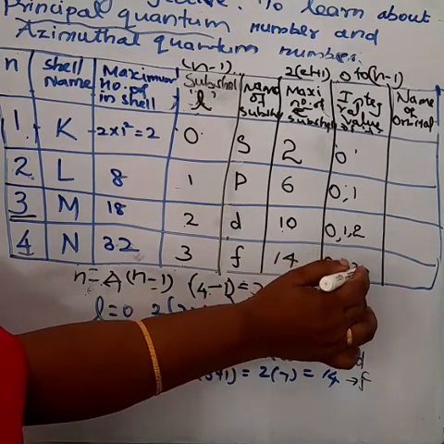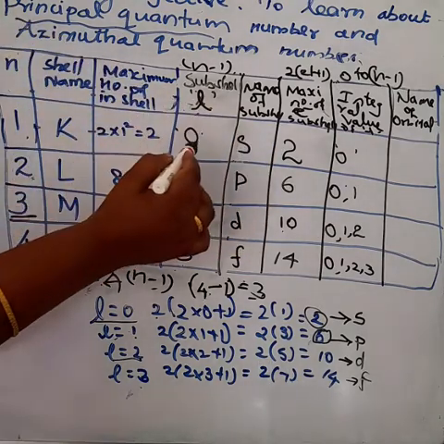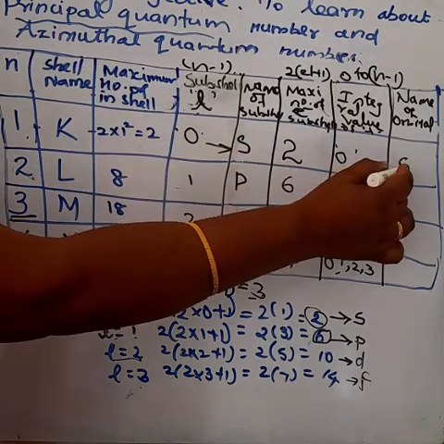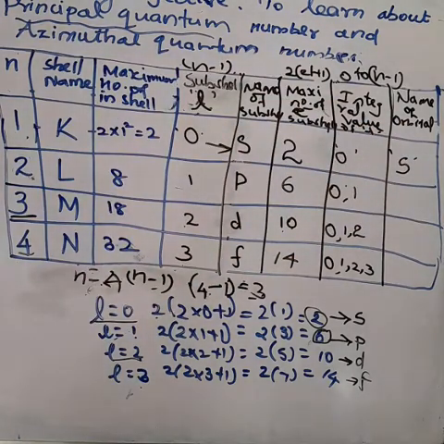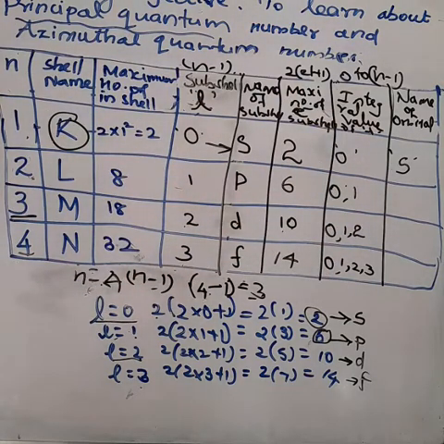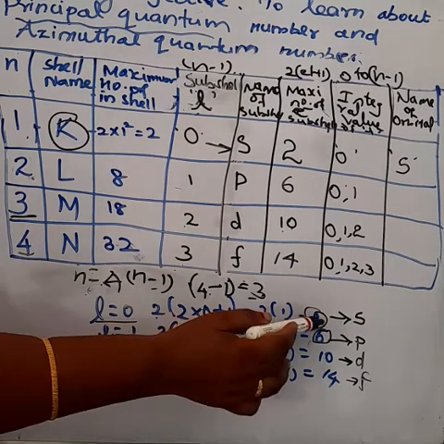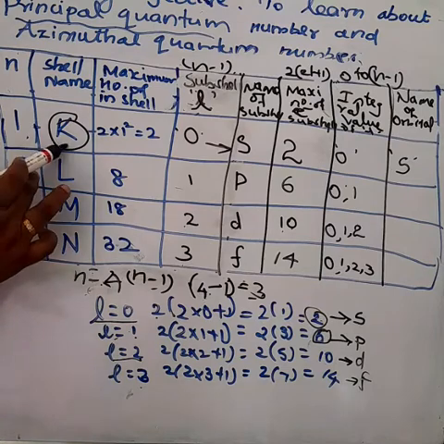And whatever subshells are present within the shell: for n is equal to 1, l is 0. 0 indicates s orbital. Only one orbital is present within the first orbit. First orbit means K orbit. Within the K orbit, s orbital is present. In the s orbital, we can accommodate 2 electrons. So the first orbit, K orbit, can accommodate a maximum of 2 electrons.